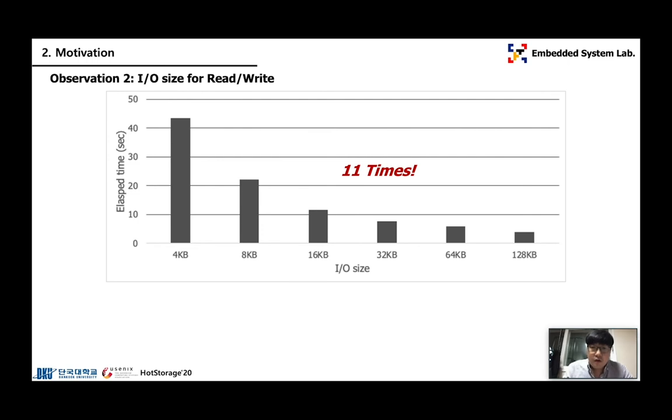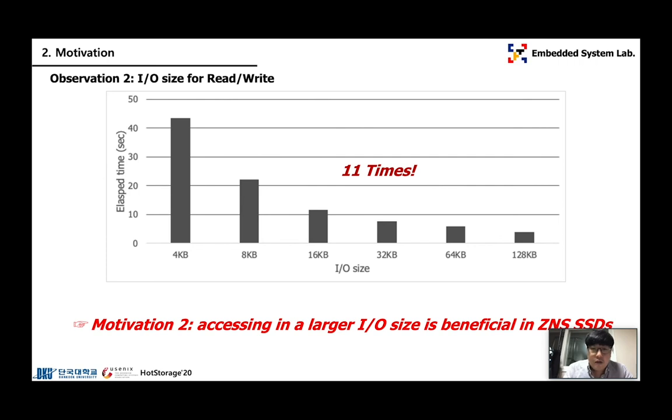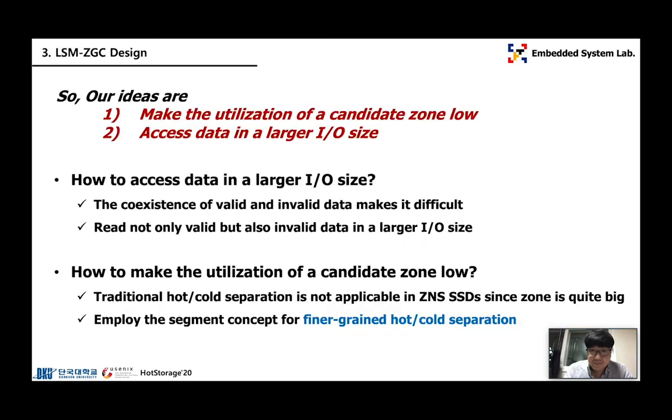This figure shows our second observation: the elapsed time when accessing data in different I/O sizes. As we expected in ZNS SSD, we can obtain better performance when we access data in a larger size, since it can reduce the I/O queuing time and it can make use of parallelism in SSD. Hence, our second motivation is that accessing in a larger I/O size is beneficial in ZNS SSD.